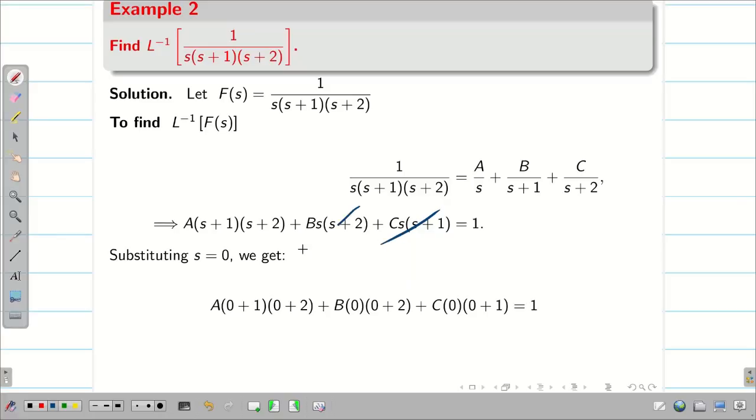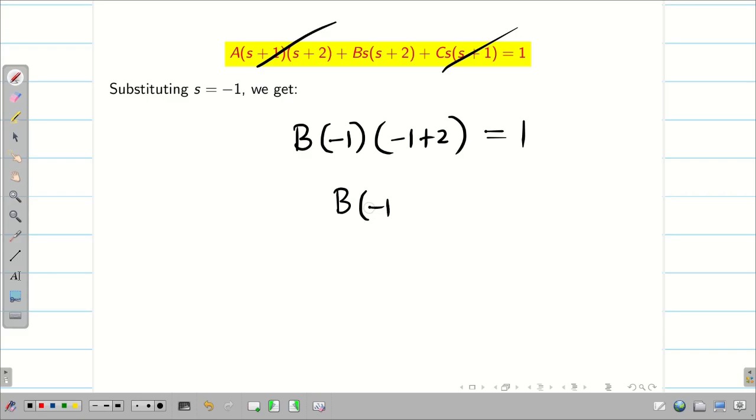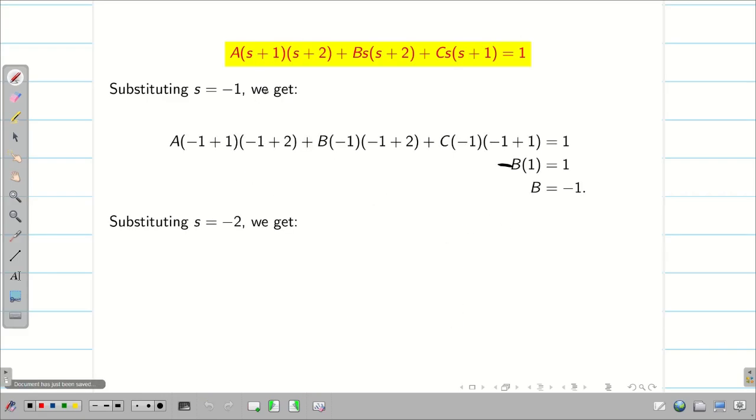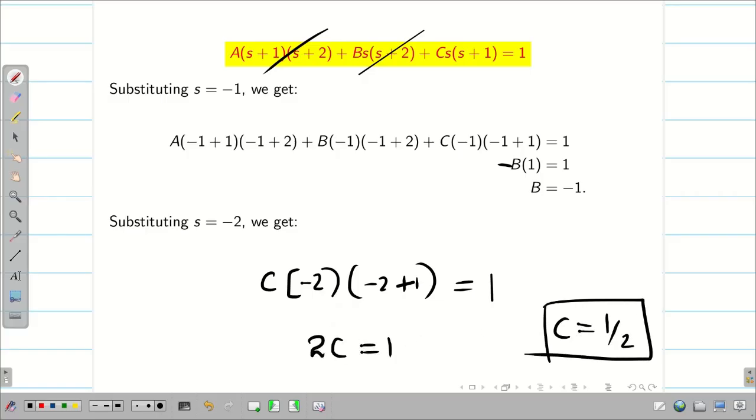We get two terms cancelled. A into 1 into 2 is equal to 1. So A equal to 1 by 2. Done. Next, put S equal to minus 1. These two terms get 0. B into minus 1 into minus 1 plus 2 is equal to 1. Therefore, minus 1 into 1 is equal to 1. B equal to minus 1. Next, substitute S equal to minus 2. Then these two terms will get 0. C into minus 2 plus 1 is equal to 1. So minus 2 plus 1 is minus 1. Minus into minus is plus. We get 2C equal to 1. Finally, C equal to 1 by 2.